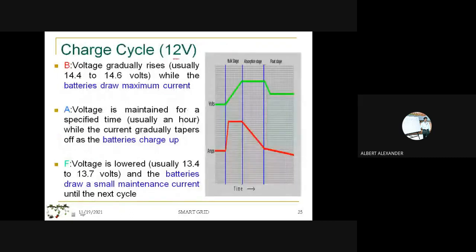Let us take a 12-volt battery. As I already mentioned, this is a phasor diagram for your voltage, and this is the phasor diagram for your current, and the x-axis is going to be your time taken. Okay, so this is the time taken for your bulk stage.